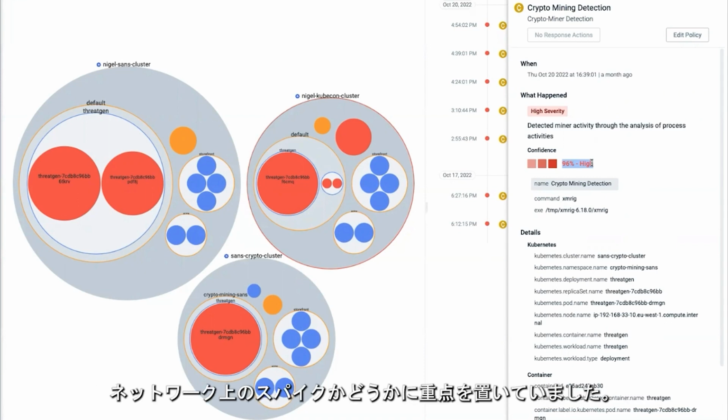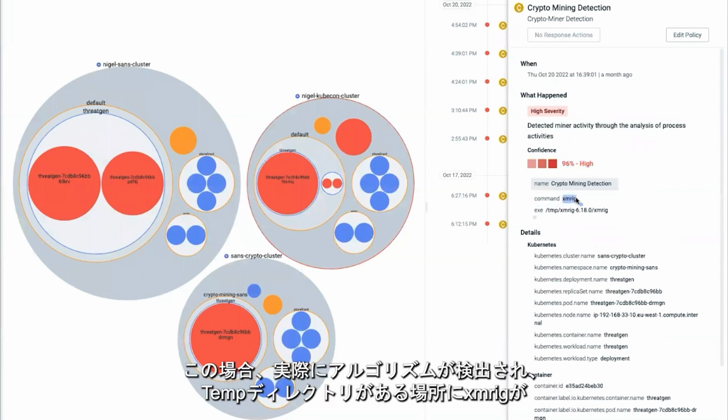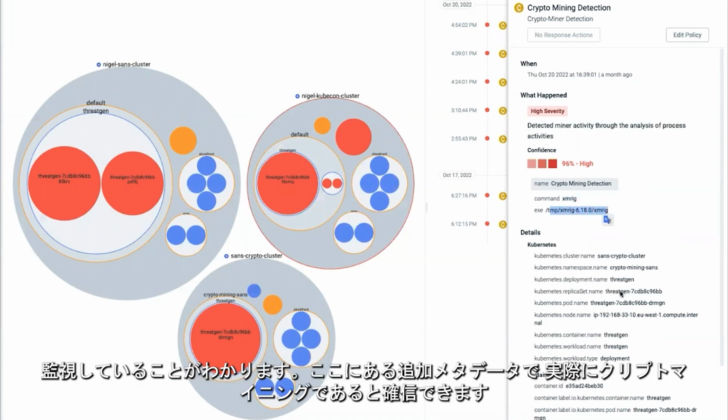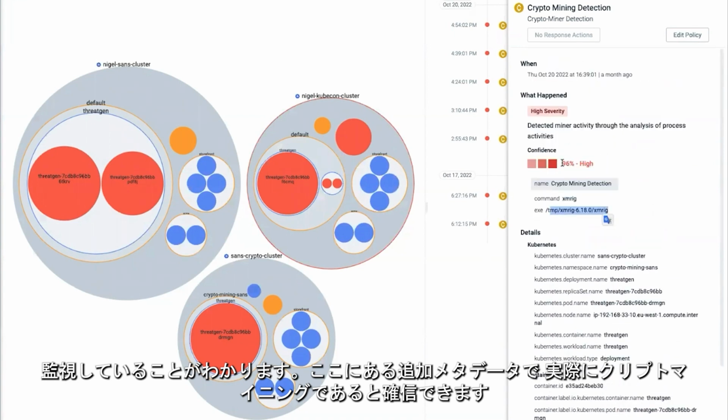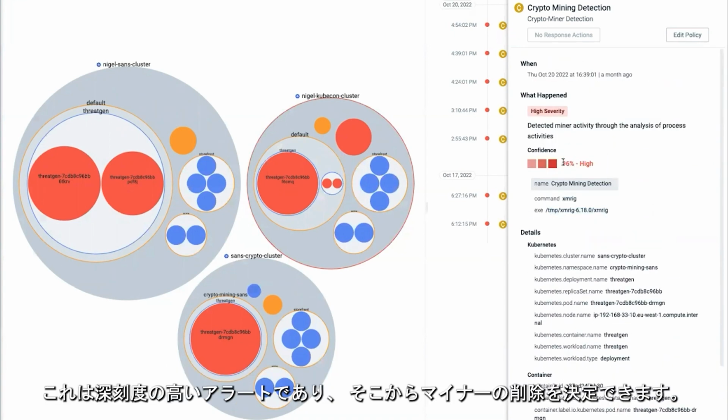In this case, we actually say, look, our algorithm detected it. It was xmrig was the command run. Here is the location in the temp directory. And yeah, we're pretty confident, with all this extra additional metadata, that this is in fact crypto mining. It's a high severity alert. And from there, you can decide to remove the miner.